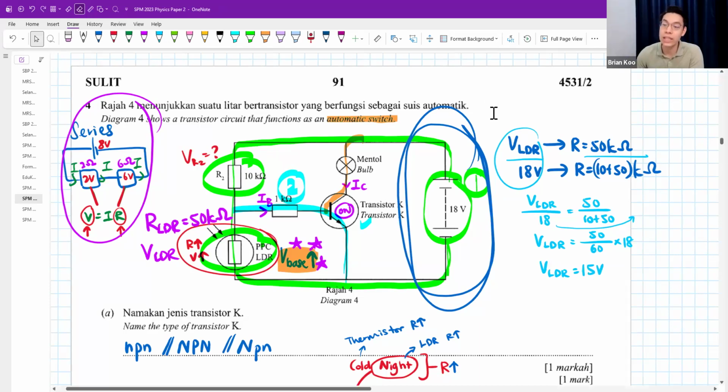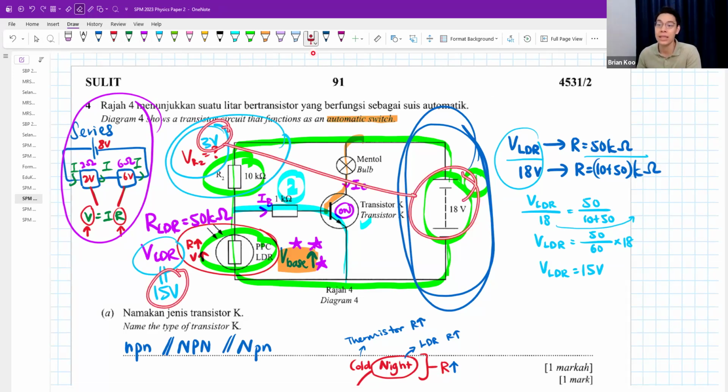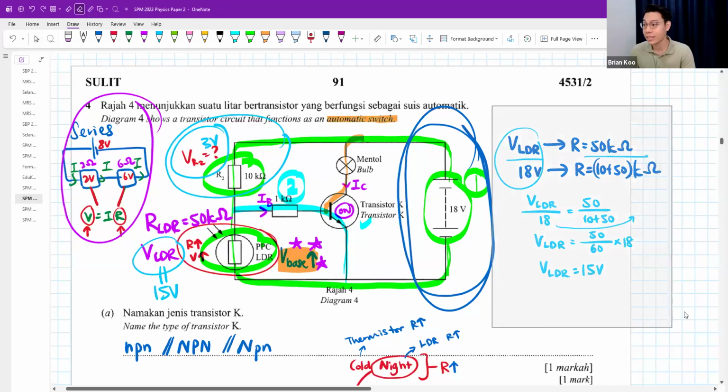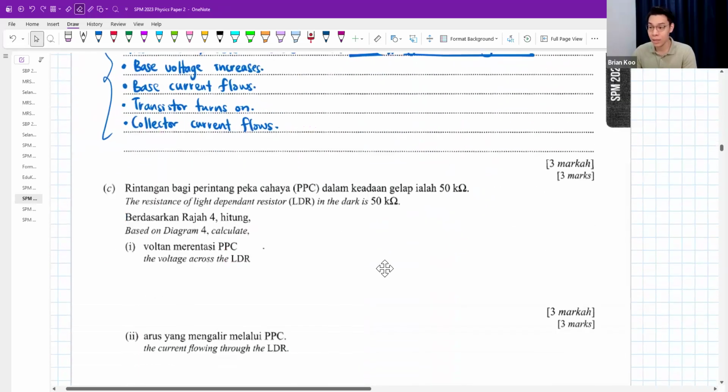And I got one more question to ask you guys. If I got my voltage for the LDR equals 15 volts, what do you think is the voltage for R2? The answer must be 3 volts. Why? Because 3 plus 15 must equal 18. They must be equal. The voltage will share between these two. If they ask. Okay, this is the answer for C1.